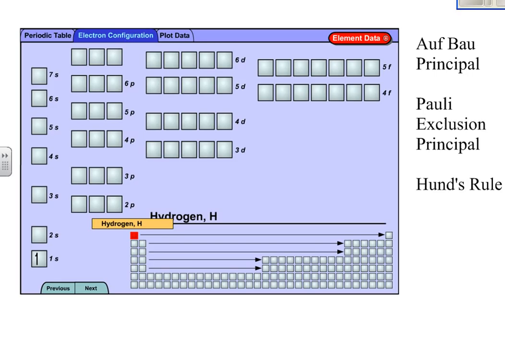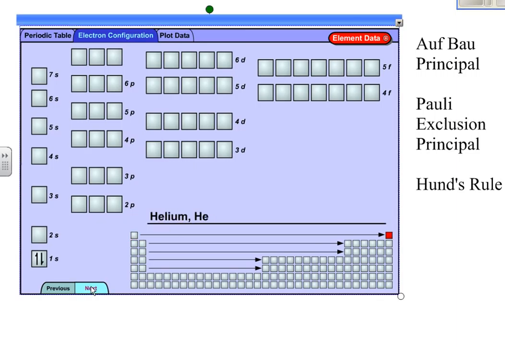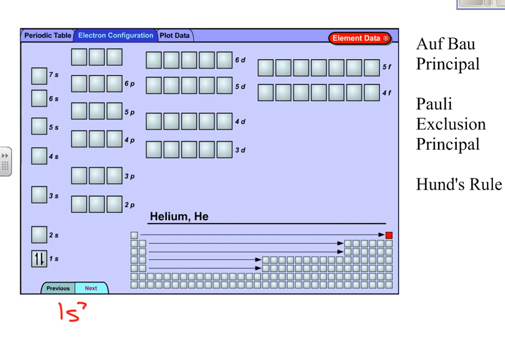And then we're going to follow what's called the Pauli exclusion principle. This is what caused us to come up with the quantum number for the spin. The Pauli exclusion principle says that no two electrons can have the same four quantum numbers. So for instance, if we go ahead to the next element, so we'll go from hydrogen to helium, you'll see that there are two electrons in the 1s orbital. So the configuration would be 1s2.